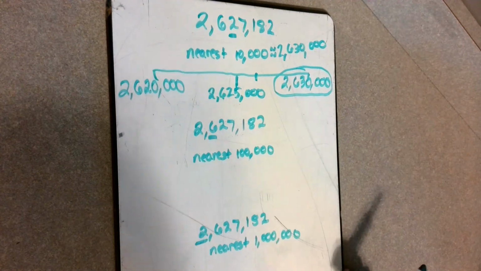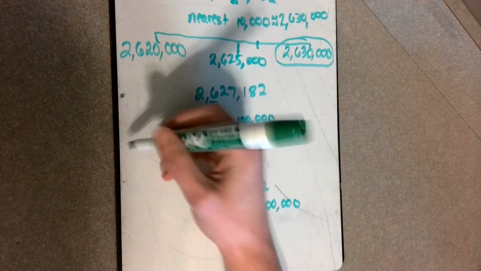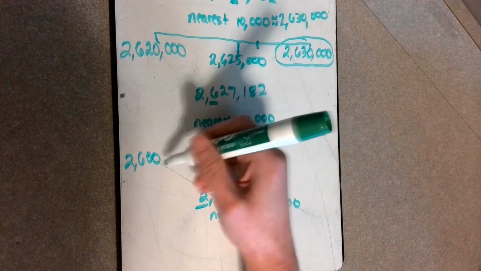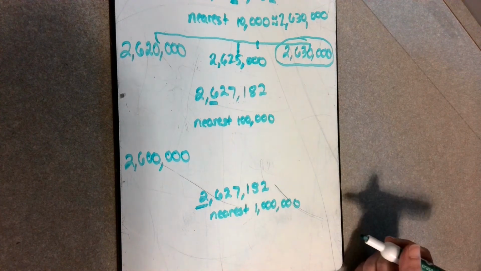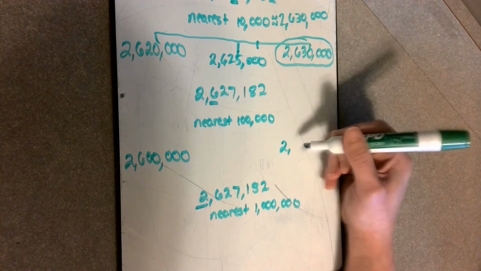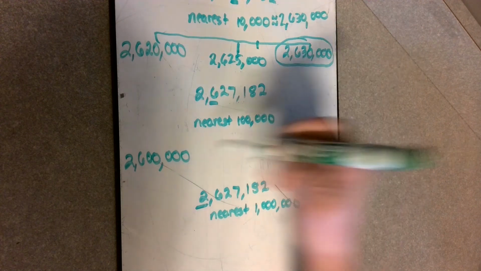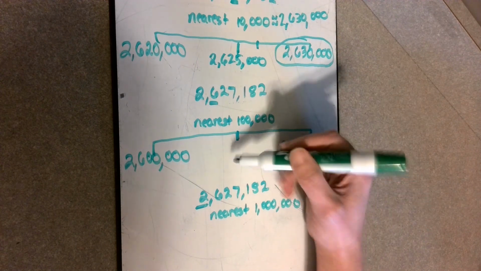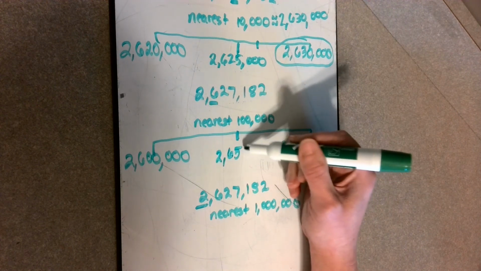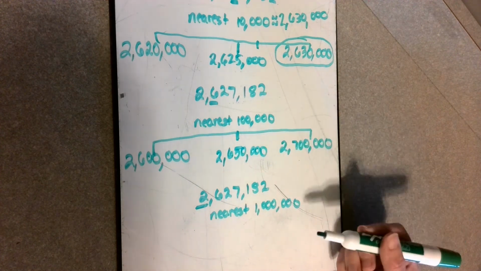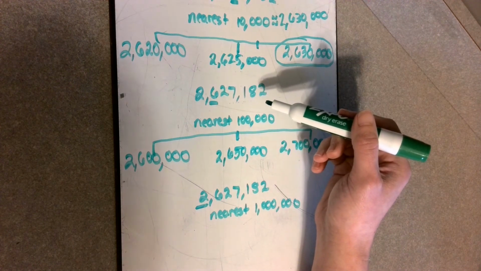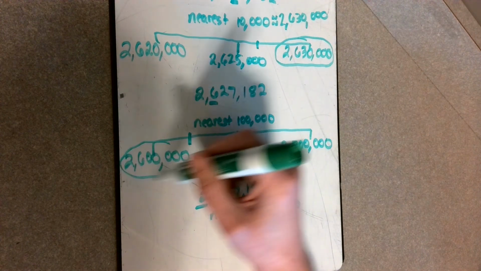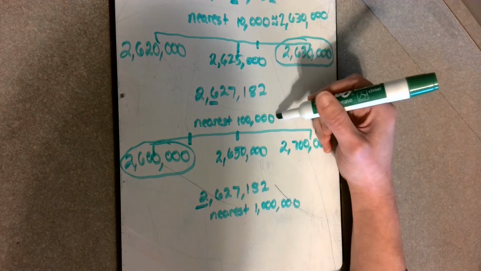Okay, for the nearest 100,000. Digits before stay the same. Everything after goes to 0. 2,600,000 or 2,700,000. Thinking about my halfway point. Half of 100,000 is 50,000. So 2,650,000 is our halfway. So 2,627,000 would come about right here. So we'd round down to 2,600,000.